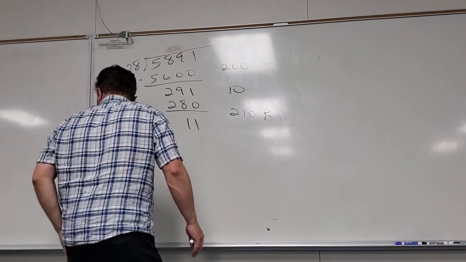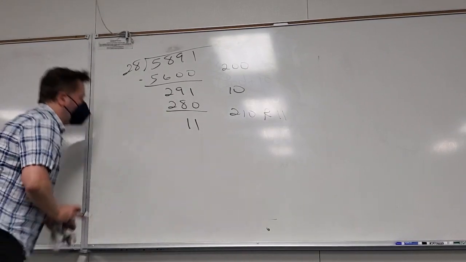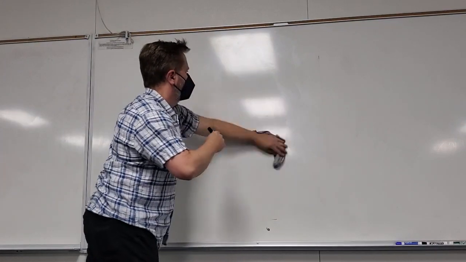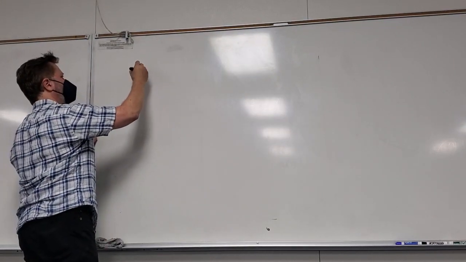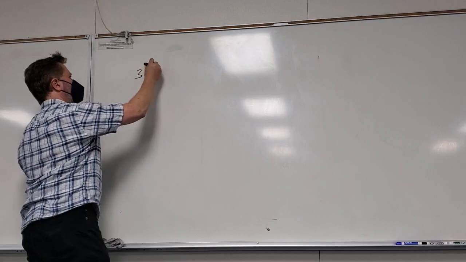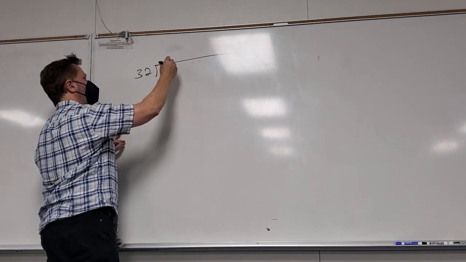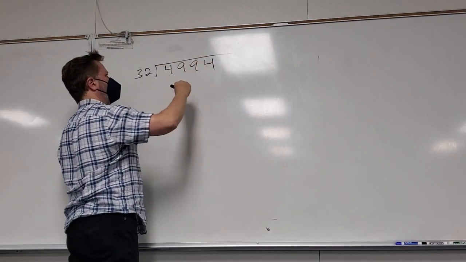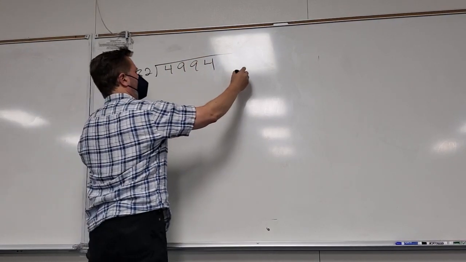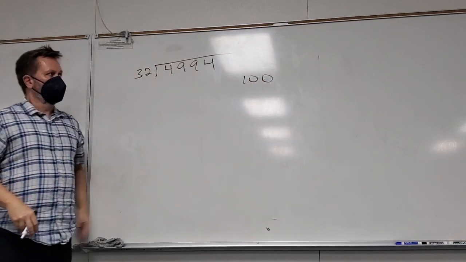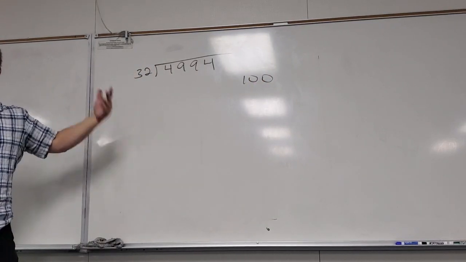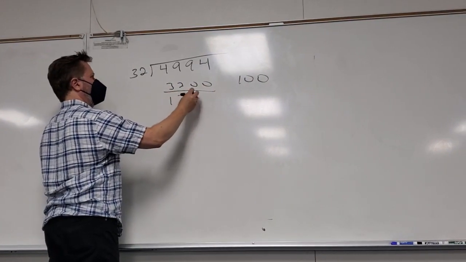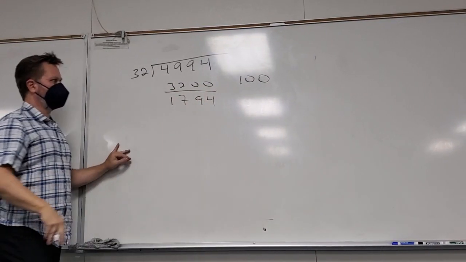Let me try another one, because that one was pretty much exactly what we're supposed to do. What do you got, Jeff? I don't know, dude. Let's do 32 into 4,994. I like it. So let's say like 100. Let's just say 100. So that's 3,200. So what's that left? 1,794. Okay.